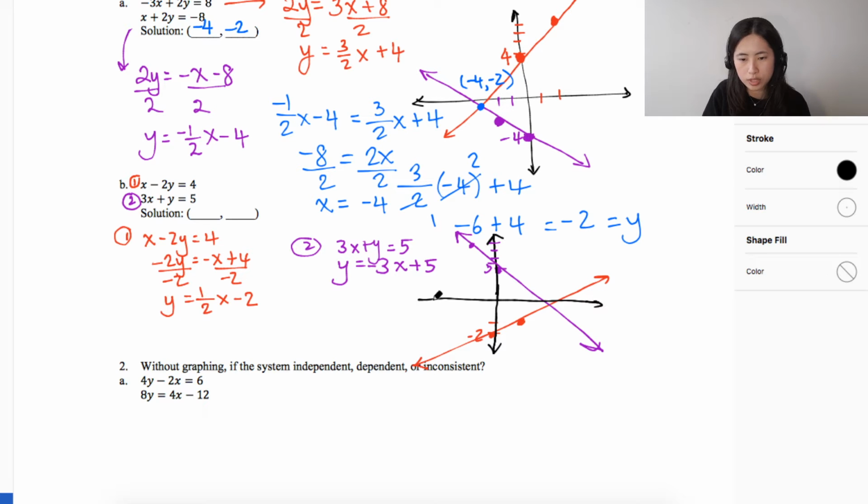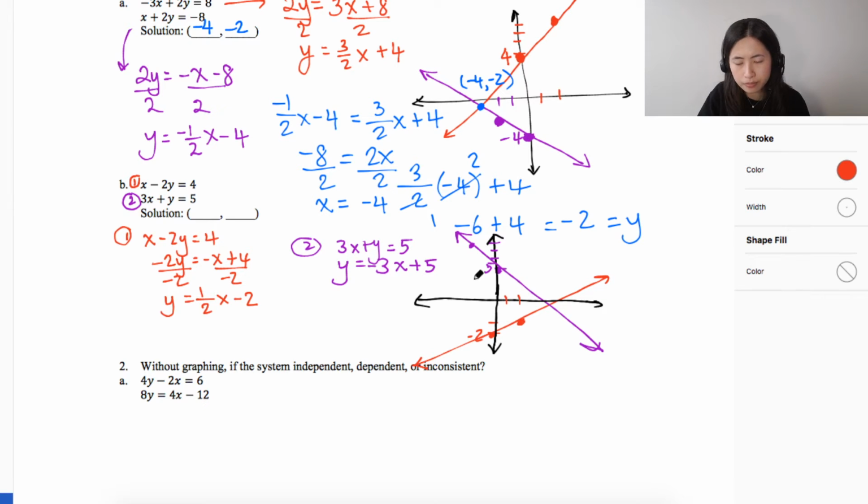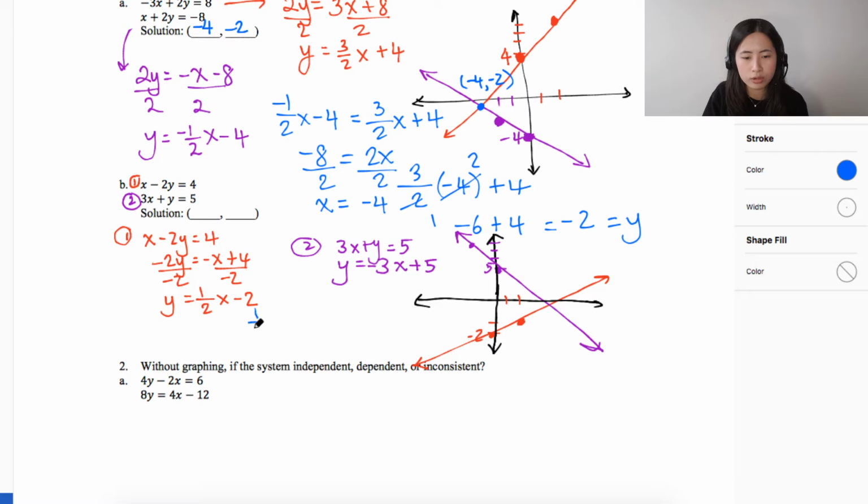Okay, great. So it's not touching your x-axis. Once you found that you have a point of intersection here, we just have to equate this and this. So we have 1 over 2x minus 2, which is equal to negative 3x plus 5, and we solve for x in this case.